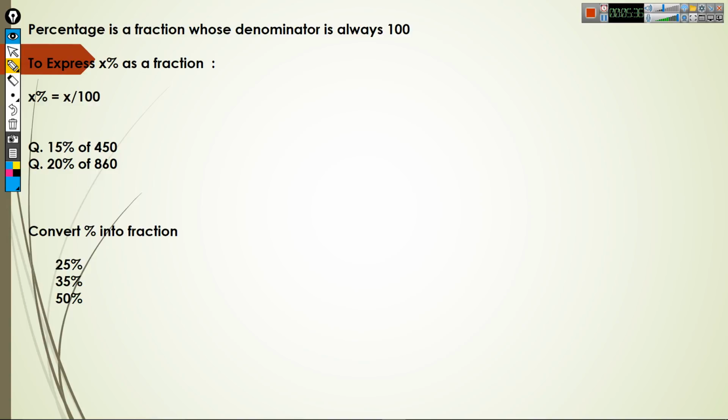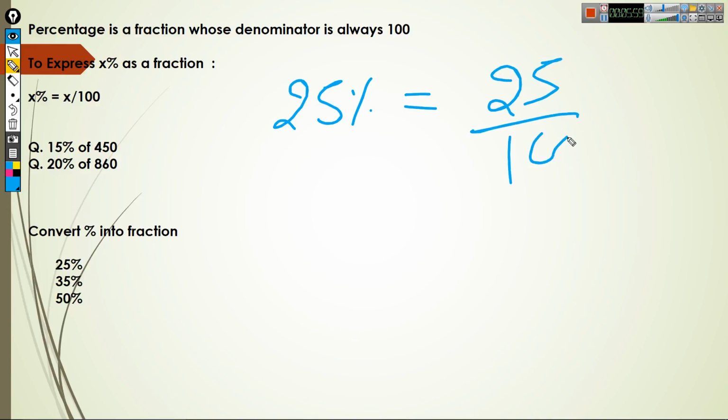Now we will see how to convert a percent into a fraction. Suppose we have to convert 25% into a fraction. How can we write it? Again, I have told you earlier, percentage is a fraction whose denominator is always 100, and percentage means 1 by 100. So just write 25 by 100. It means 1 by 4. So 25% is equal to 1 by 4.